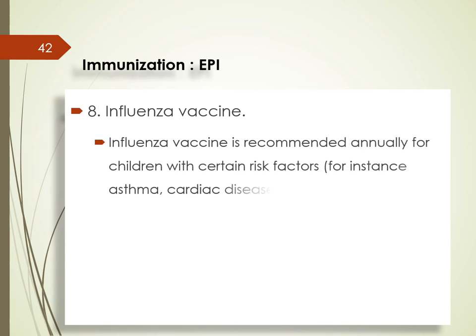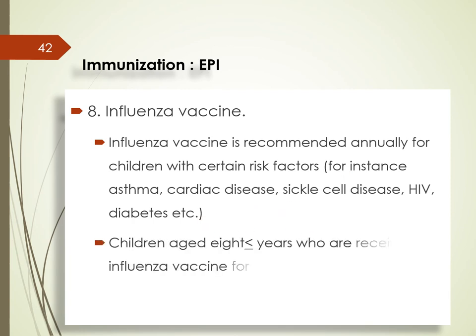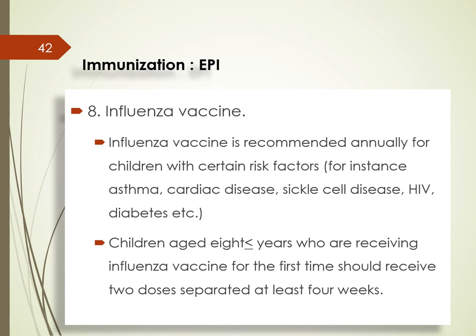The influenza vaccine is the only vaccine that is recommended to be given annually to at-risk populations, like those children with asthma, cardiac disease, sickle cell disease, HIV, and diabetes. But now it is not recommended to be given as a routine immunization. Children less than 8 years old who are receiving influenza vaccine for the first time should be given 2 doses, 1 month or 4 weeks apart.